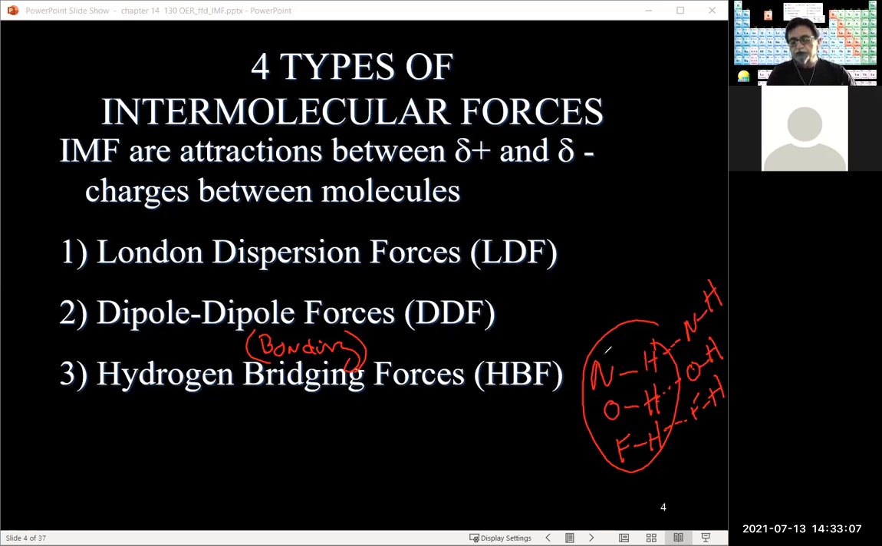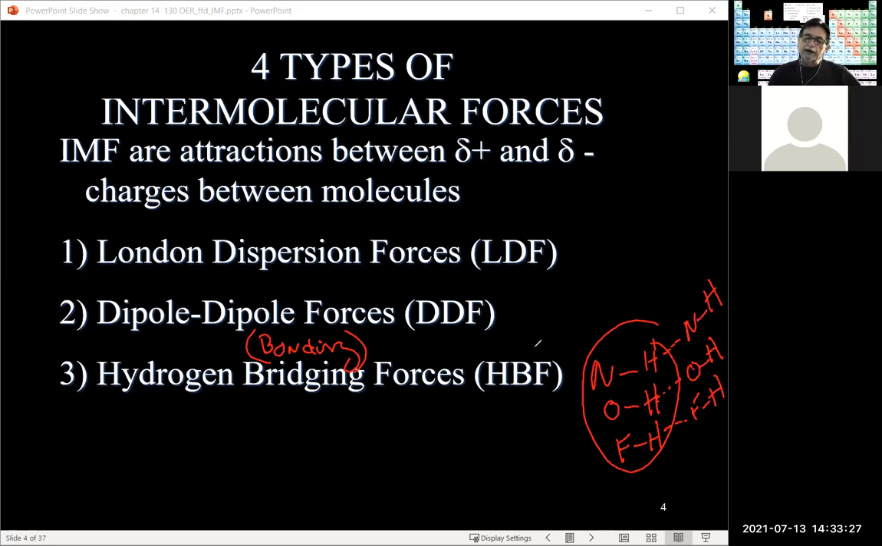Now, with respect to strength, of these three, hydrogen bonding is the strongest interaction. London dispersion forces is the weakest, and dipole-dipole is somewhere in the middle. So London dispersion force is weakest, dipole-dipole in the middle, and hydrogen bonding a little bit stronger.